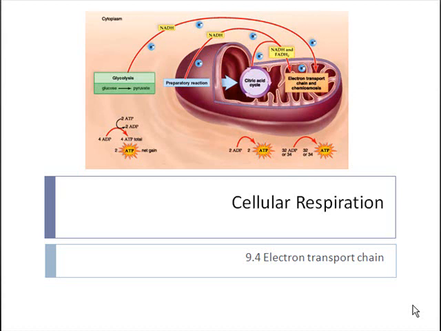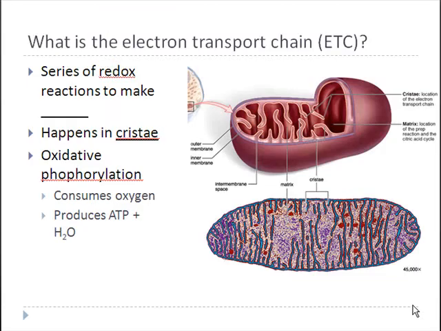Well, we've made some ATP. That was a good thing. We've also made a whole bunch of NADH and FADH2s, and now we've got to figure out how to get the energy that we temporarily stored in these NADH and FADH2 molecules and get that energy converted so that we can make ATP. Well, that's what the electron transport chain is all about.